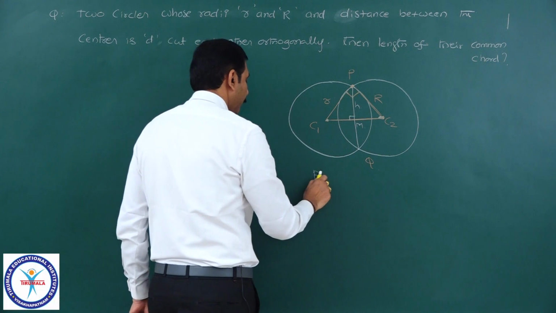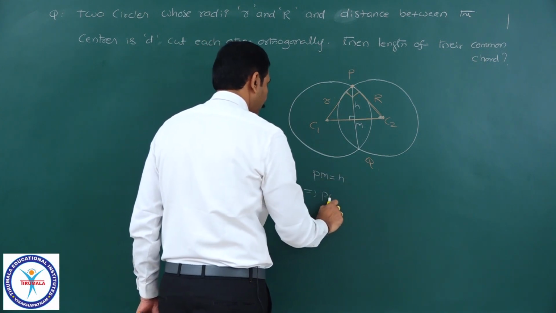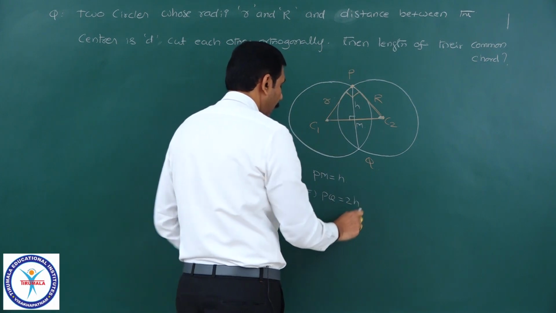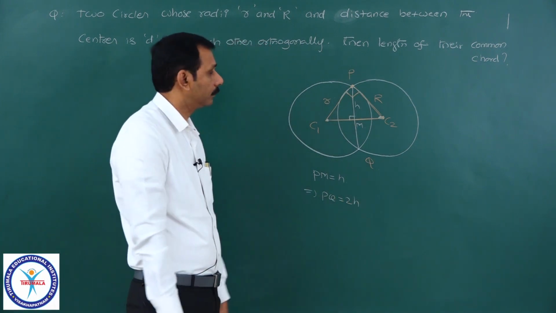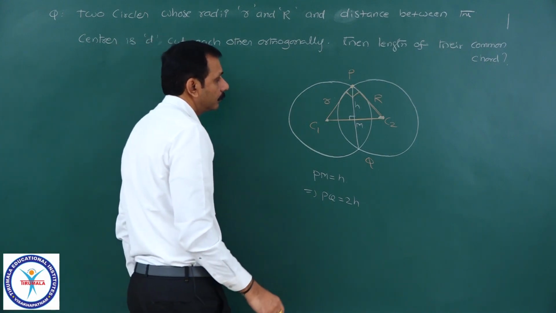I am taking PM is equal to H. PM equal to H means PQ is equal to 2 times of H. I need this 2H value only. First I will find H. See this.